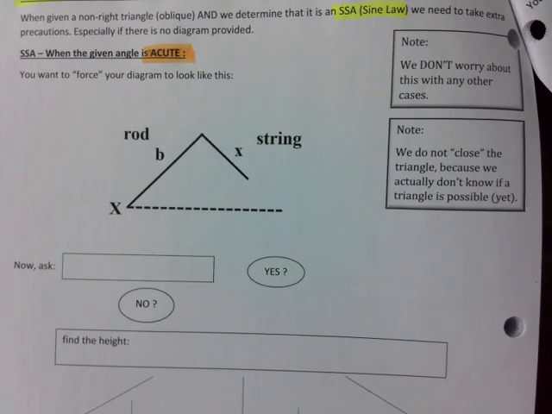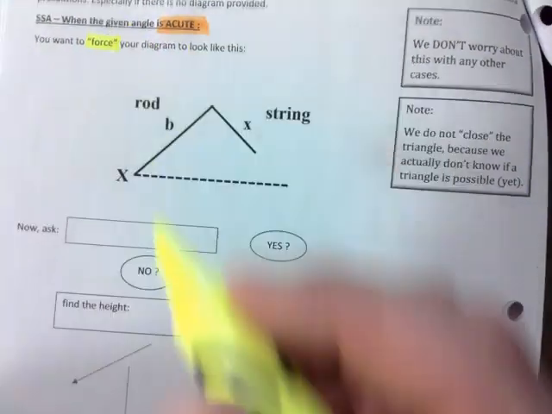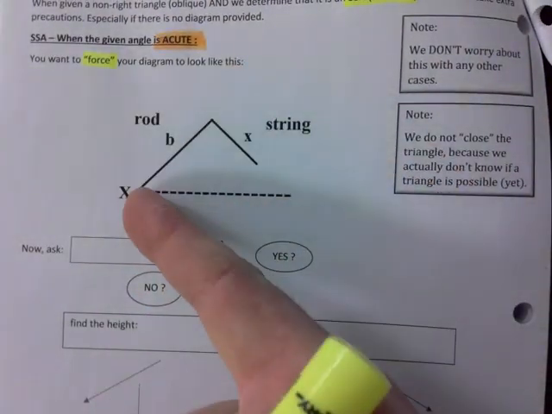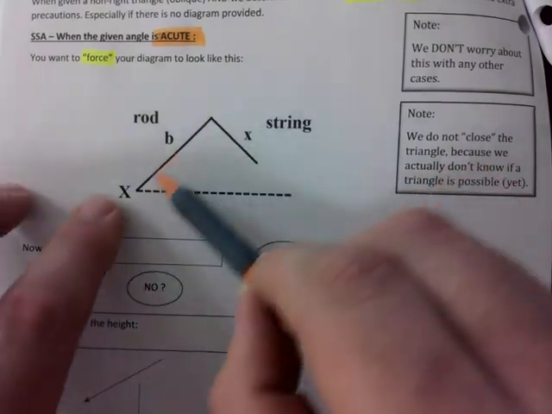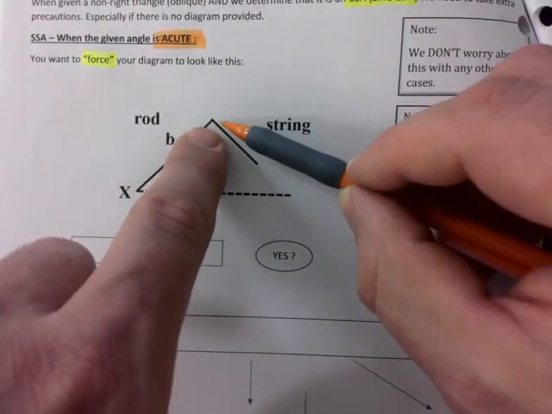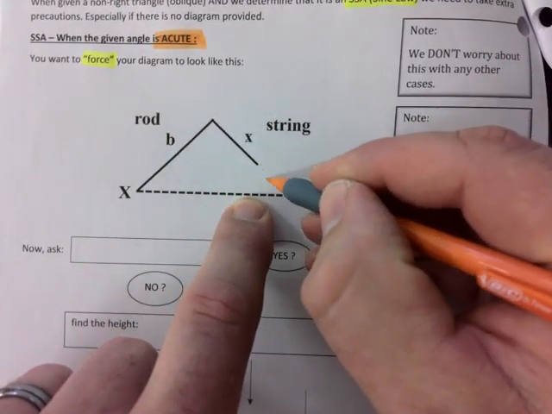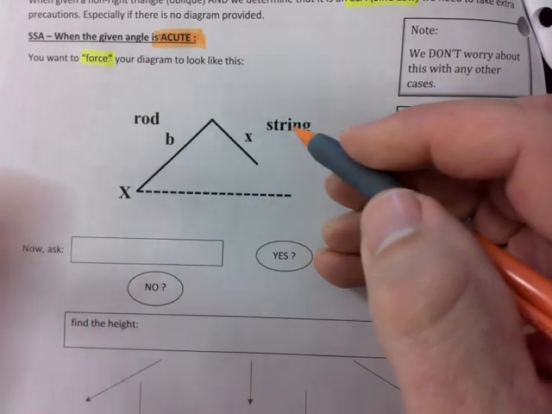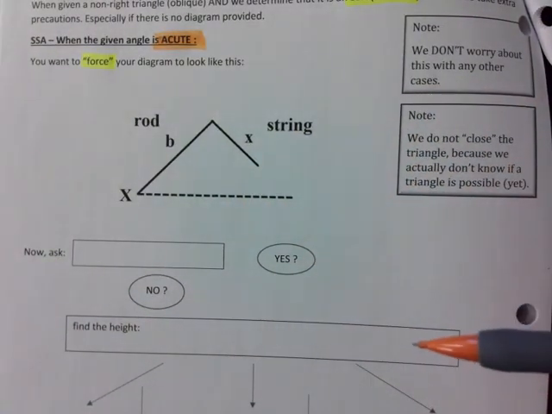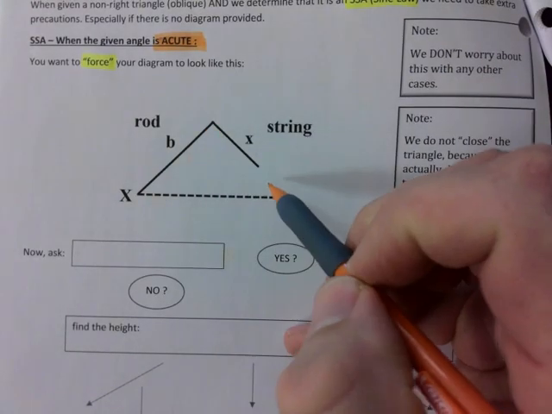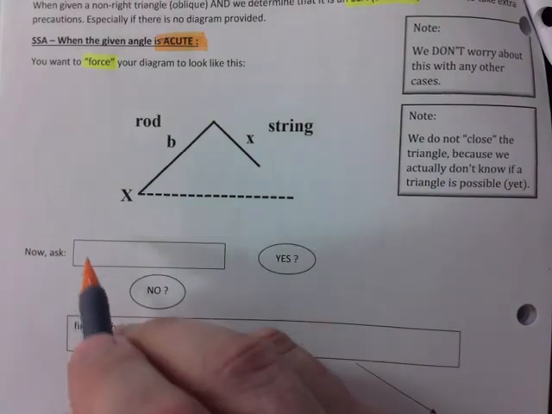Okay. You always want to force your diagram to look like this. We're going to force the diagram to look like this. And then you have your fishing rod. This is one of the sides given, and this is the other side given. But we're not going to close the triangle because when it's SSA, we have a problem. We need to make sure we can actually have a triangle. Okay, so rod, string.